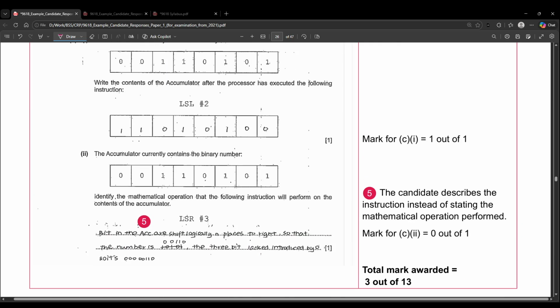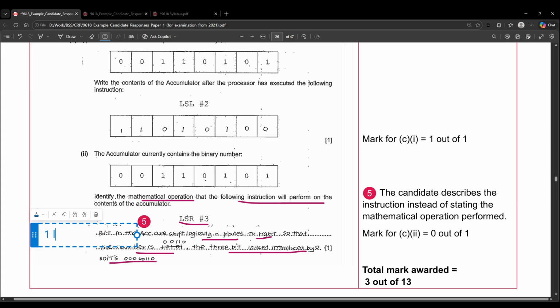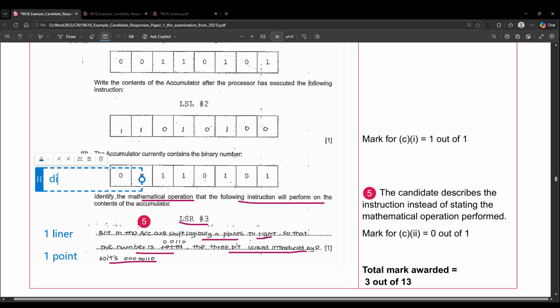Okay, now the question says identify the mathematical operation that the following instruction will perform on the contents of the accumulator. And what are they doing? They're saying it will shift logically n places to the right so that the numbers 3 bits lagged introduced by etc. So this is literally a 1 mark answer, which means it should have been mostly a one-liner with 1 point. And the point would have been that since we are shifting to the right by 3 bits, that means division by 2 raised to power 3, which is basically 8. And when you're doing left shifting, that is multiplication.